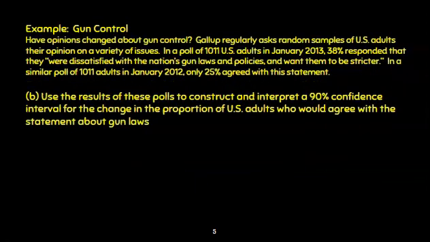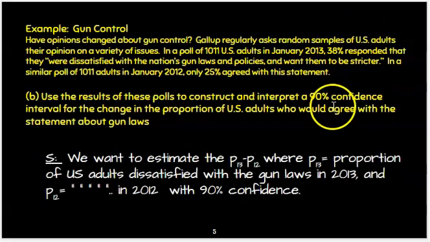So part B says, use the results of the polls to construct and interpret a 90% confidence interval for the change in the proportion of U.S. adults who would agree with the statement about gun laws. All right, so we're going to do the state, plan, do, conclude thing. We want to estimate the difference of proportions.